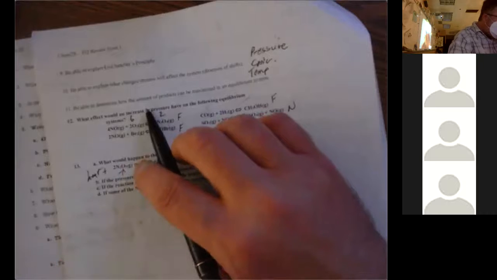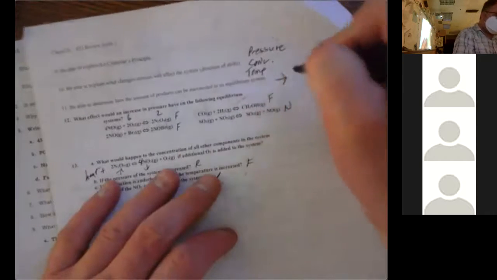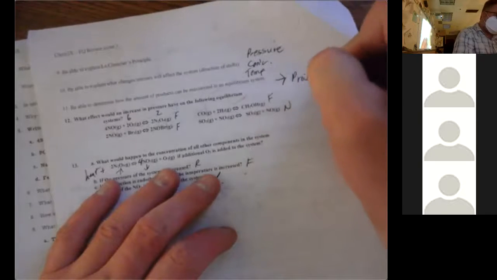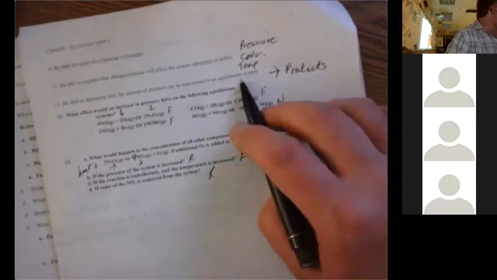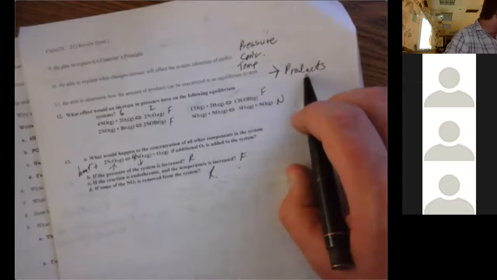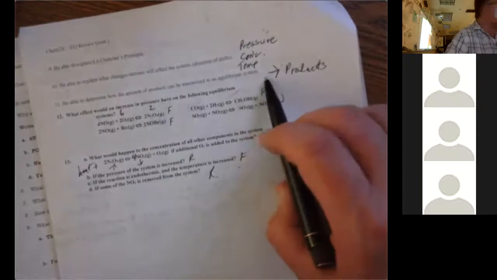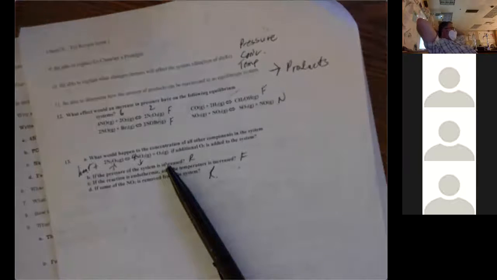And be able to determine how the amount of products can be maximized. So if we have a system at equilibrium, we have reactant yield products. Basically, we want you to know how to maximize that. By adding more reactant, we would maximize products. By removing products, we would make more products and maximize it. We'd have to look at the pressures, like the number of moles, to determine how affecting the pressure could maximize products. We'd have to know if it was endothermic or exothermic, the endo or exo for it, to know how we could maximize products. Any others?